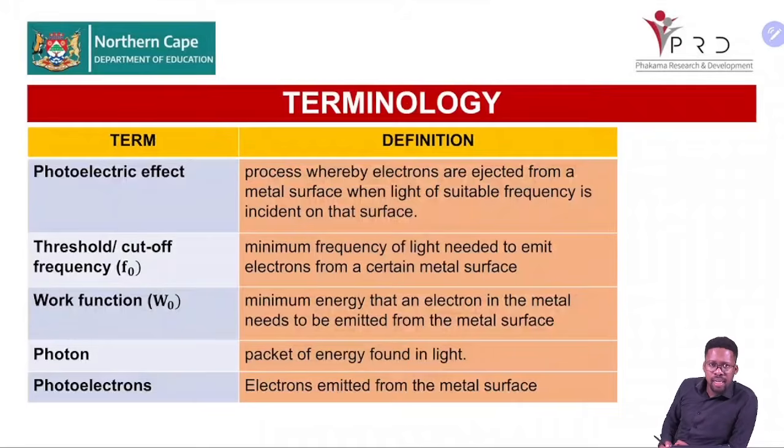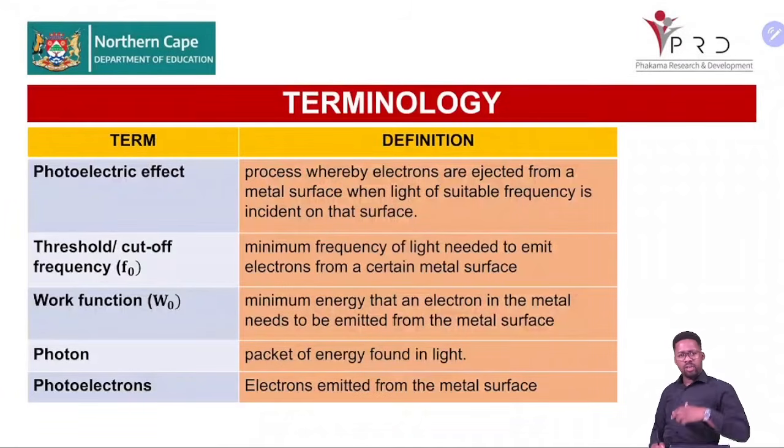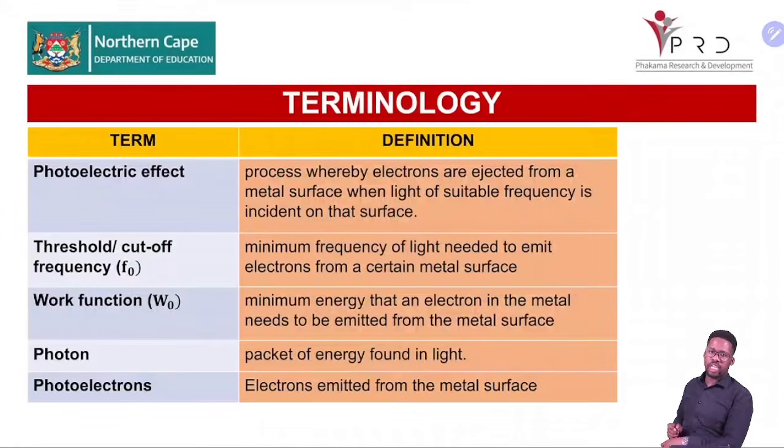Work function, it is the minimum energy needed to emit electrons from the metal surface. So the difference between threshold frequency and work function is the word energy and the word frequency. If we say threshold frequency, then you will say it is the minimum frequency. If we say work function, then you will say minimum energy needed to eject electrons from a metal surface.